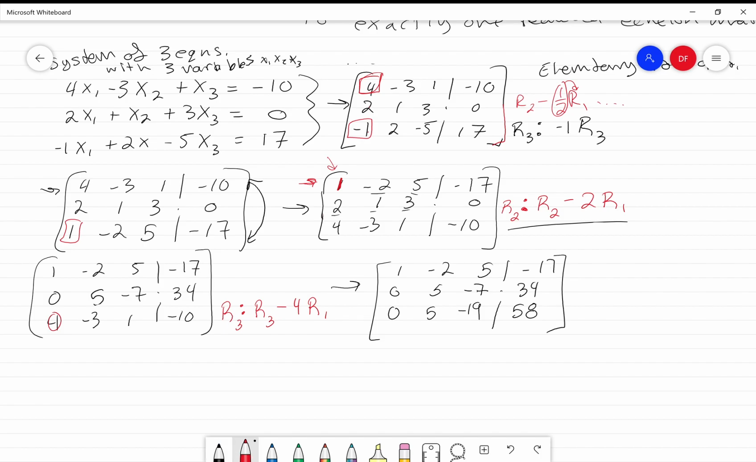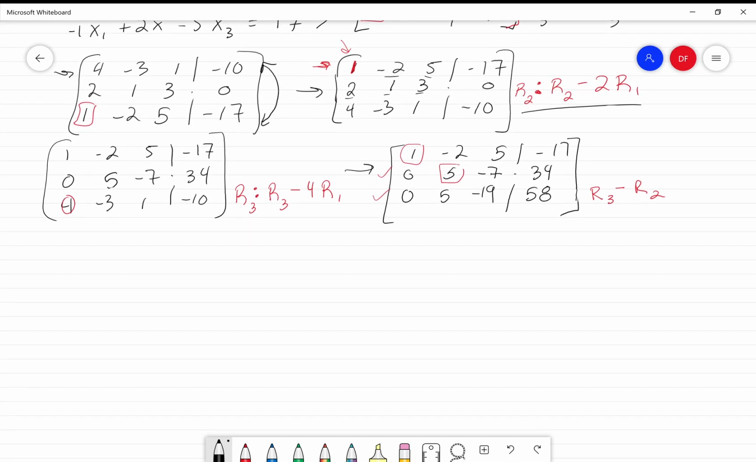Okay, so now I have a leading entry here. Everything below it is 0. I have a leading entry here. I need to make this 5 a 0. Okay, how do I make that 5 a 0? I do row 3 minus row 2. So when I do that, I get the following matrix.